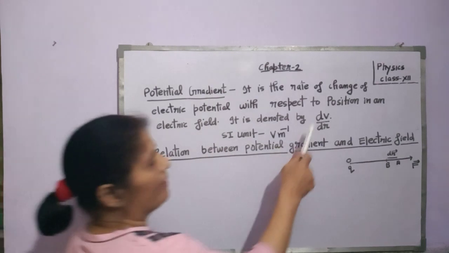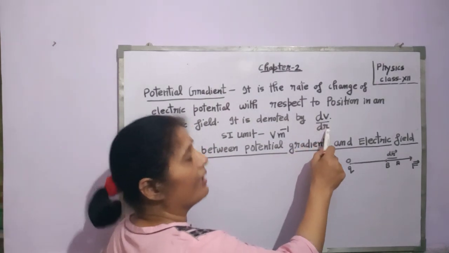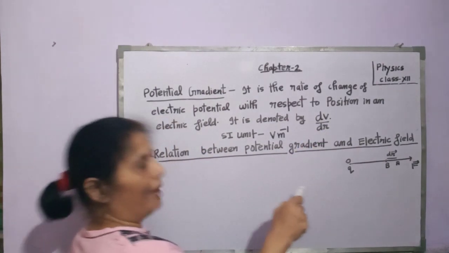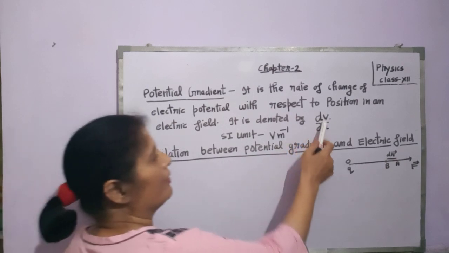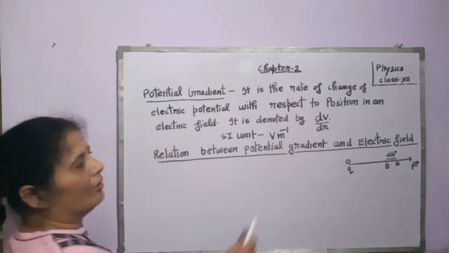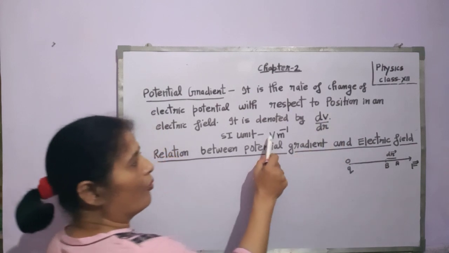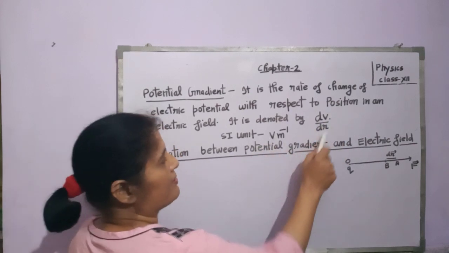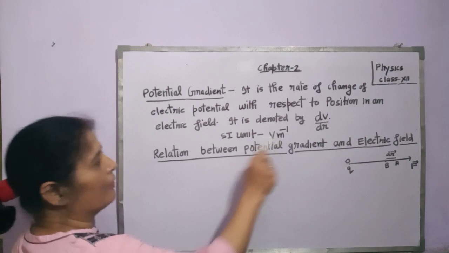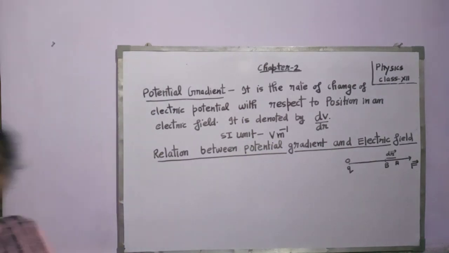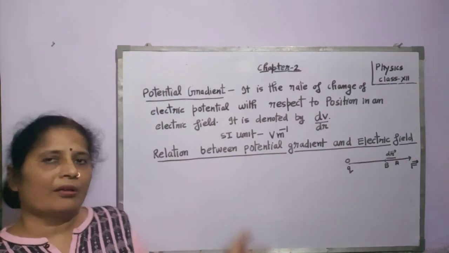Ordinarily we can represent it by V upon d, as in the case of the capacitance, or dV upon dr. Now in the numerator there is dV, its SI unit is volt, and the SI unit of distance is meter. So the SI unit of potential gradient is volt meter inverse.